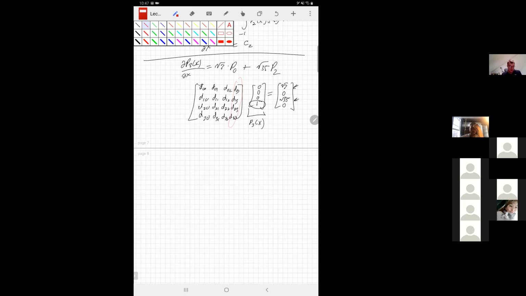Because when we take this first row and operate on this vector, I get D00 times 0. Doesn't really matter what the value of D00 was because the answer is 0 no matter what. Plus D01 times 0. Again, doesn't matter what D01 was. Plus D02 times 0. Doesn't really matter what D02 was. Plus D03 times 1.